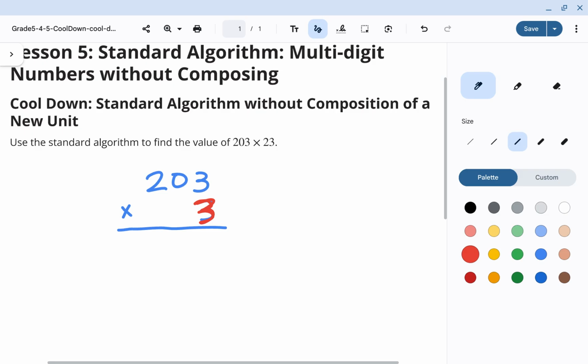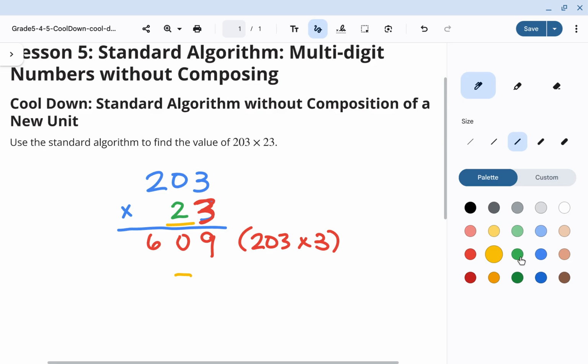So let's go ahead. 3 times 3 is 9. 3 times 0 is 0. 3 times 2 is 6. So this is really our answer to what 203 times 3 is. It equals 609. But now we remind ourselves that this really wasn't just a one-digit number on the bottom. There actually was a 2 in what place value position? In the tens place.